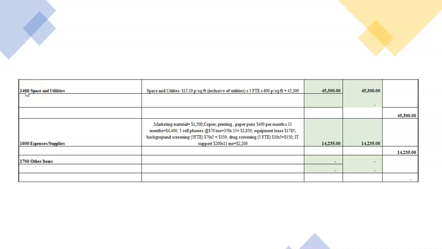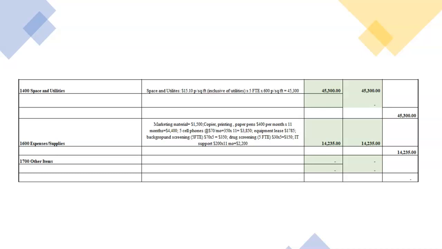Expense line 1400 is for space and utilities. The building's total square footage must be documented for the budget and the cost per square foot. The cost per square foot should not exceed $22 per square feet, inclusive of janitorial and utilities. If janitorial and utilities are budgeted separately in the cost per square foot, then the maximum cost for space is $14 per square feet. The provider may choose one of two allocation methods.